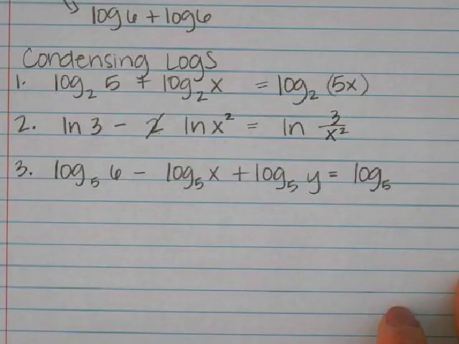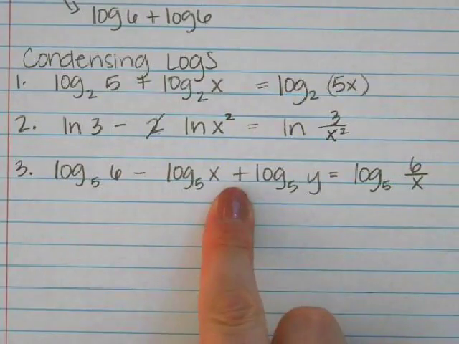What if 2 of the bases were the same? Then you could put those 2 together, and the third one would just have to be the oddball. So log base 5, and then what do we have? 6 divided by x.